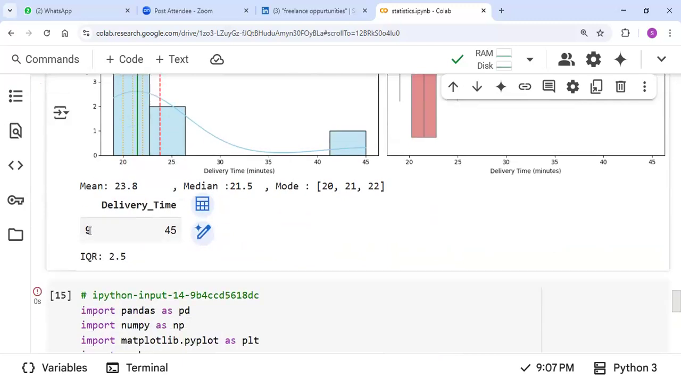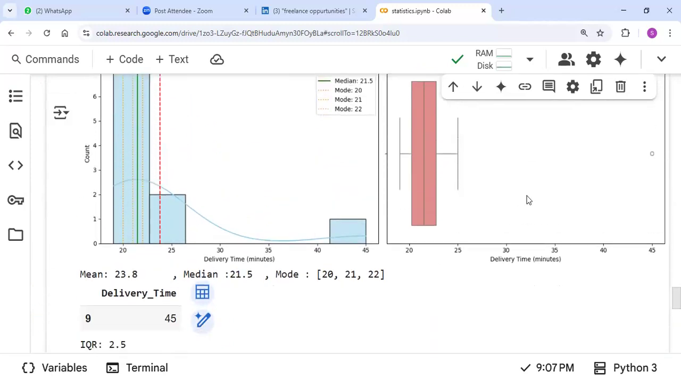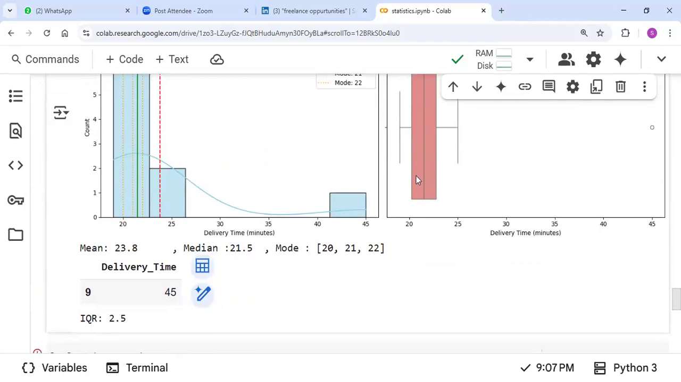Along with the index position, like the 9th index, the 45th data. So don't get confused, guys. This is not a value, this is the index value. Only this is the value. Which one is the outlier according to this data? It shows 45 is the extreme data point that shows the deviation, right? So what is IQR? It shows 2.5. IQR is the interquartile range, so this range shows 2.5, the range of values.